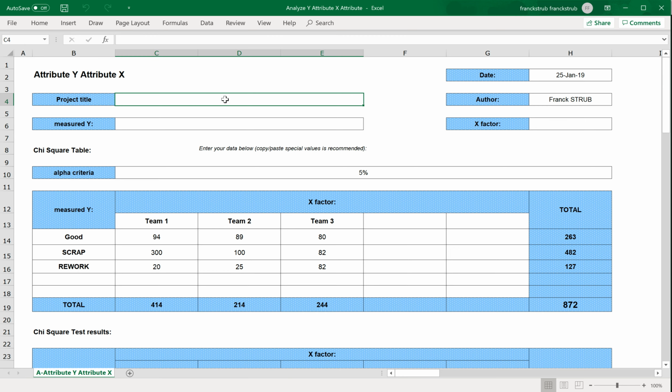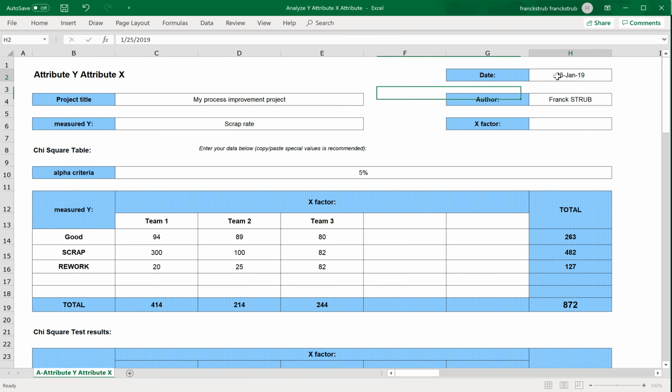So if you have a project title like my process improvement project, you enter the name of your project here, then the Y that you measure could be scrap rate, for example, and the date you can enter, of course, the date of the day, which is 1/25/2019 today, and who is the author, and which factor you are examining compared to your Y, to understand if this factor is influent, meaning it has a big influence on your Y or not, so is significant or not.